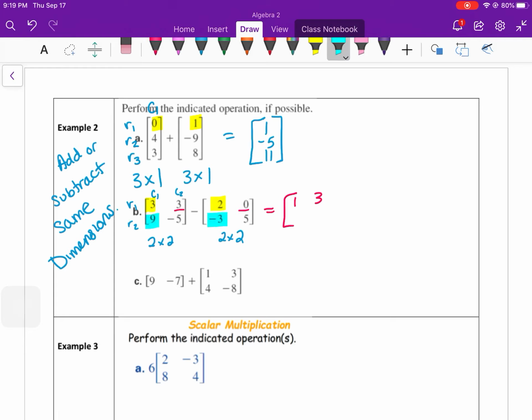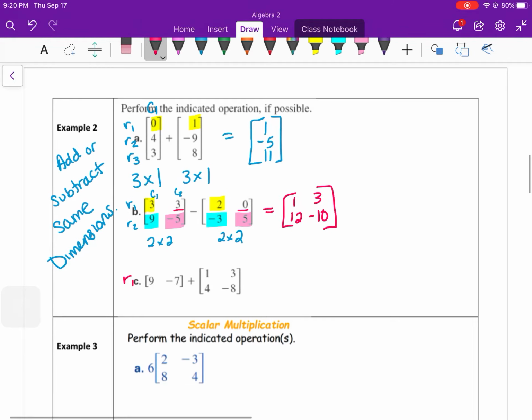Row 2, column 1, 9 minus -3. When you subtract a negative, that's actually adding, so it's 12. And then row 2, column 2, -5 minus 5 would give me -10. In C, this matrix has 1 row and 2 columns, so it is a 1 by 2. And this one has 2 rows and 2 columns, so it's a 2 by 2. And so you cannot add those two because they do not have the same dimensions, so that's not possible.